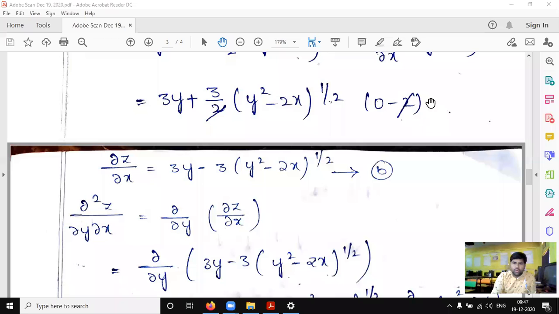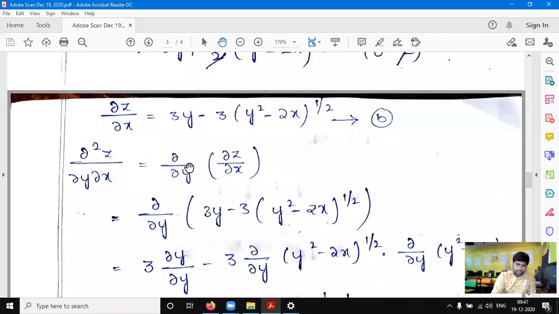Here the 2 gets cancelled, and minus into plus becomes minus. So 3y plus into minus is minus 3 into (y square minus 2x) all to the power of 1 by 2. So this is equation number 1.